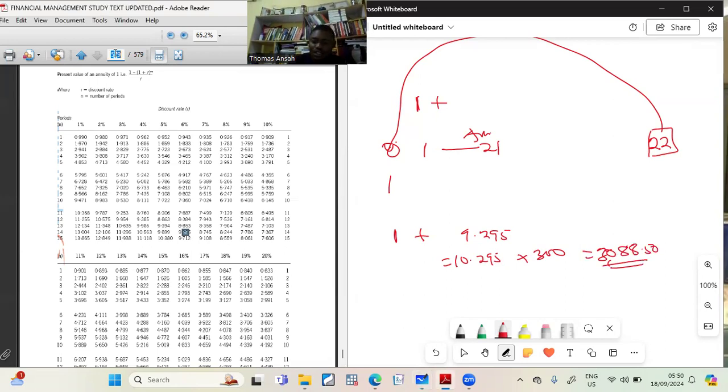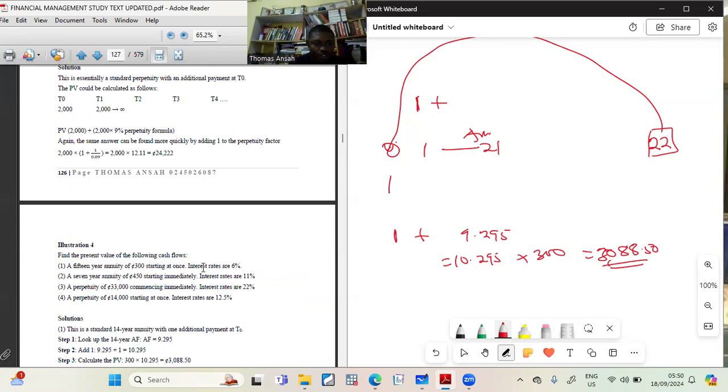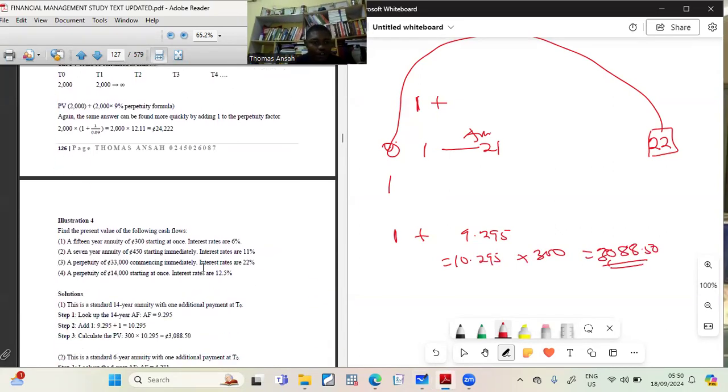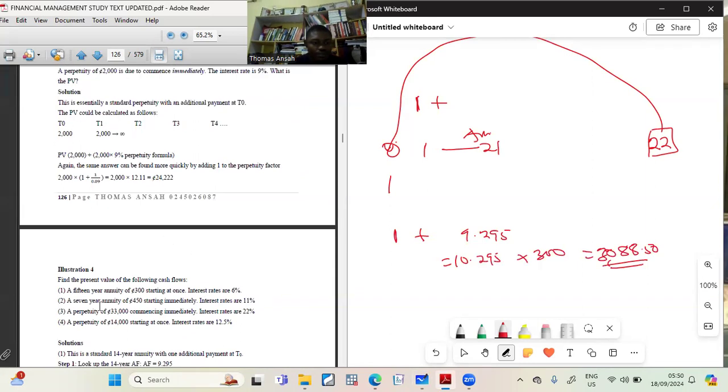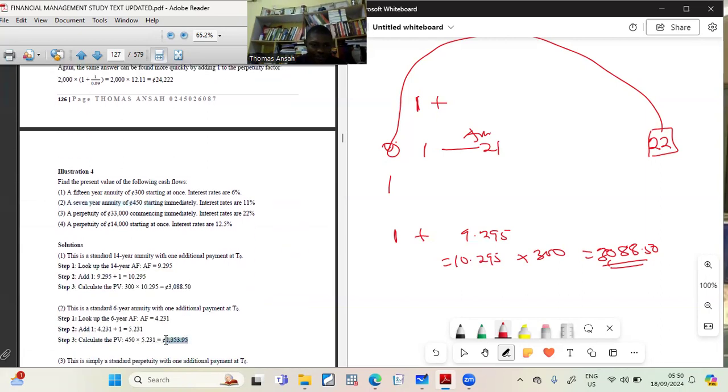Let's go to the second one. The second one suggests that I am having a 7 years annuity immediately starting at year 11. I guess you should be able to do that. So try it yourself. And if you get it right, this will be your answer. All right. So that is that. So try it at your end.